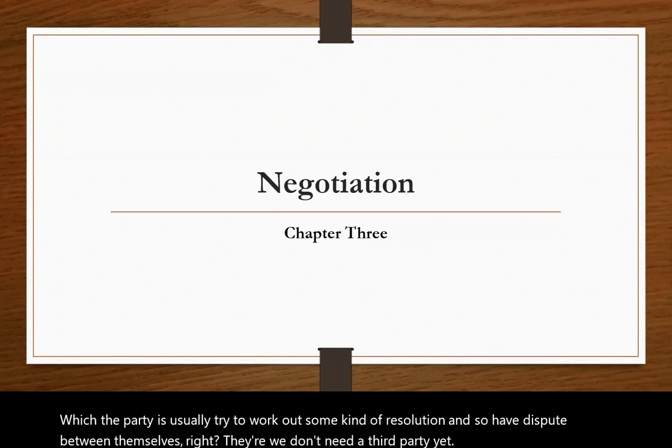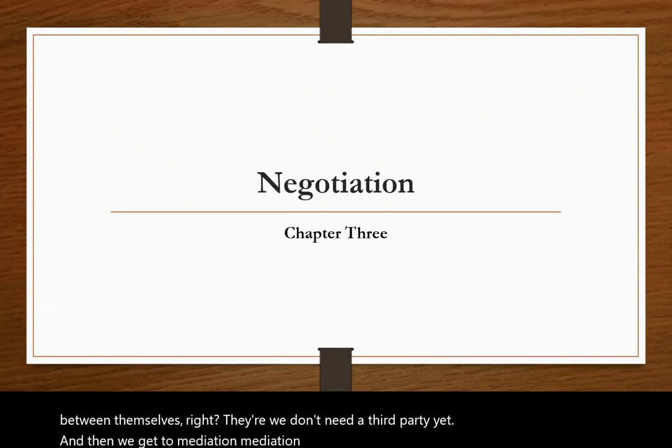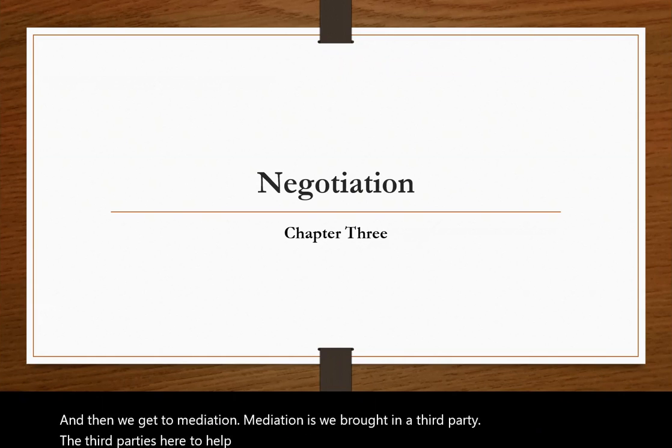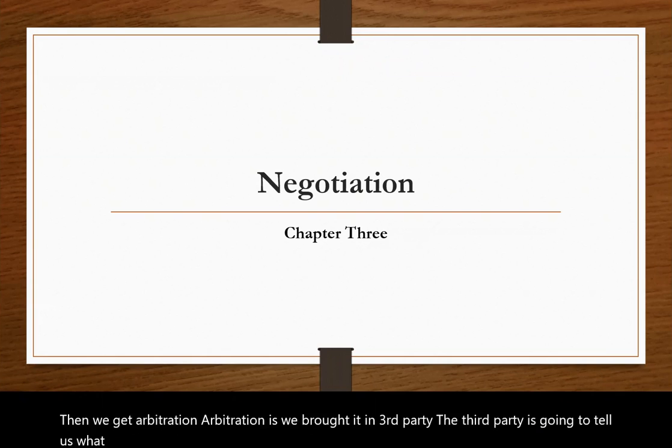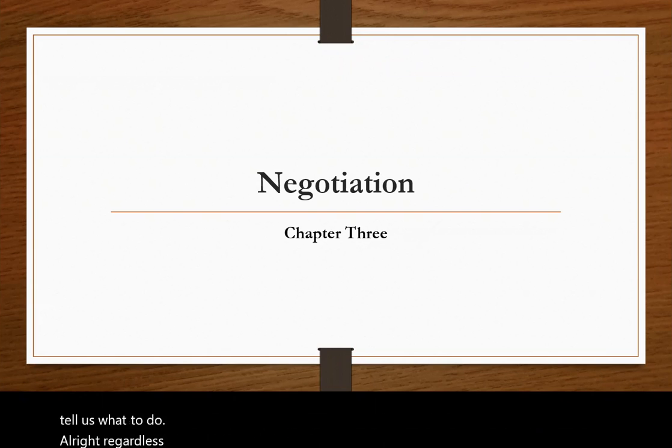Then we get to mediation. Mediation is we brought in a third party. The third party is here to help us come to our own conclusions. Then when we get to arbitration, arbitration is we brought in a third party. The third party is going to tell us what to do, regardless of maybe how we feel.